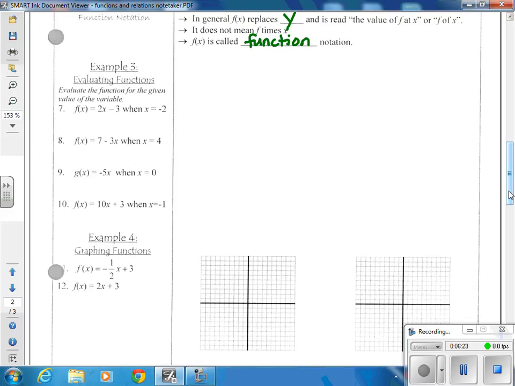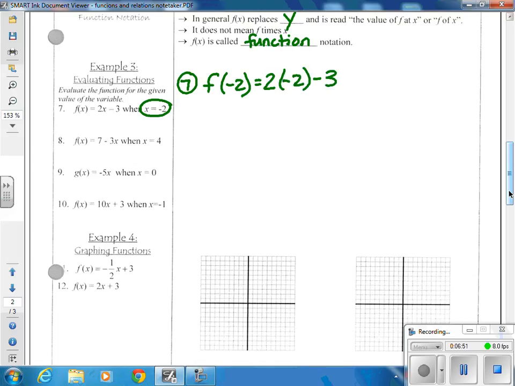If you look at number 7, they gave us the function f of x equals 2x minus 3, and they want us to evaluate it when x equals negative 2. So they're giving us the x value. Basically what you need to do is take out the x in each one of these problems and replace it with the number negative 2. Here's what it would look like. Instead of saying f of x, you're now going to say f of negative 2 equals, and instead of 2x minus 3, you're going to say 2 times negative 2 minus 3.